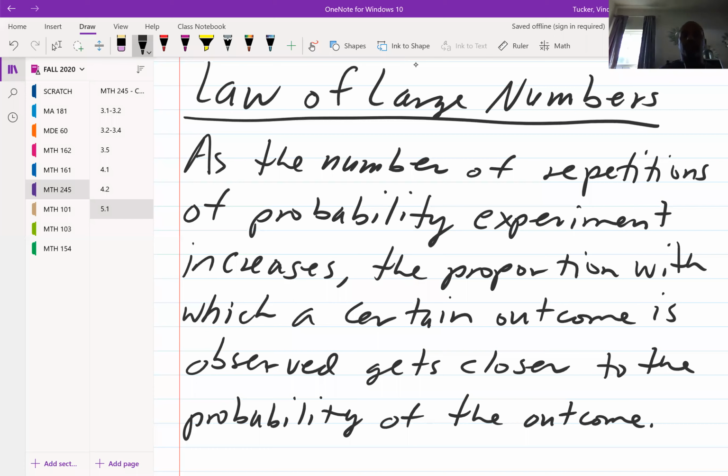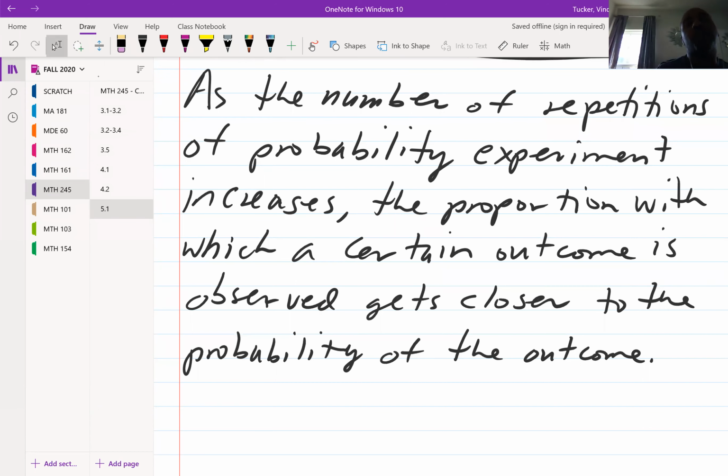All right, so the law of large numbers. As the number of repetitions of a probability experiment increases, the proportion with which a certain outcome is observed gets closer to the probability of the outcome. In other words, the more times you run your experiment, the more accurate the probability of your outcomes will be. I'll give you an example in a few minutes, but they gave it to us in this order, so that's why I'm giving it to you. Law of large numbers: the more times you run your experiments, the closer you'll get to the actual probability of your outcomes.